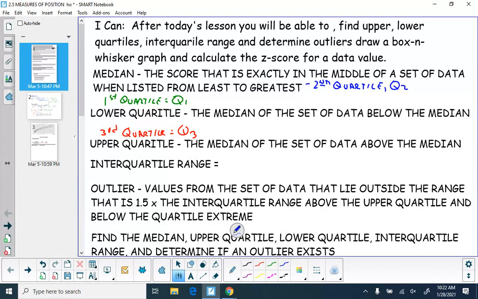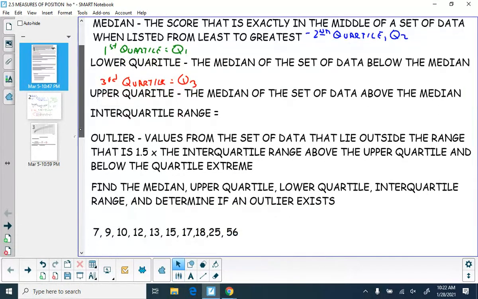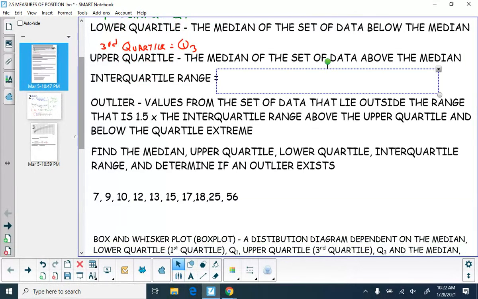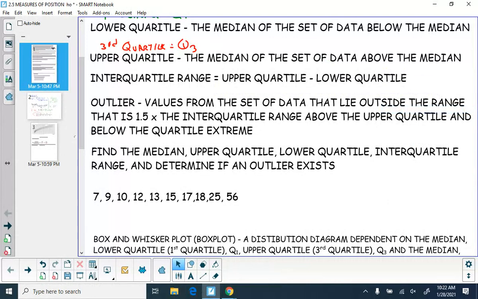Basically, what you're doing with quartiles, you're splitting your data into 4 sections. The interquartile range is your upper quartile minus your lower quartile. Q3 minus Q1. That's your interquartile range.